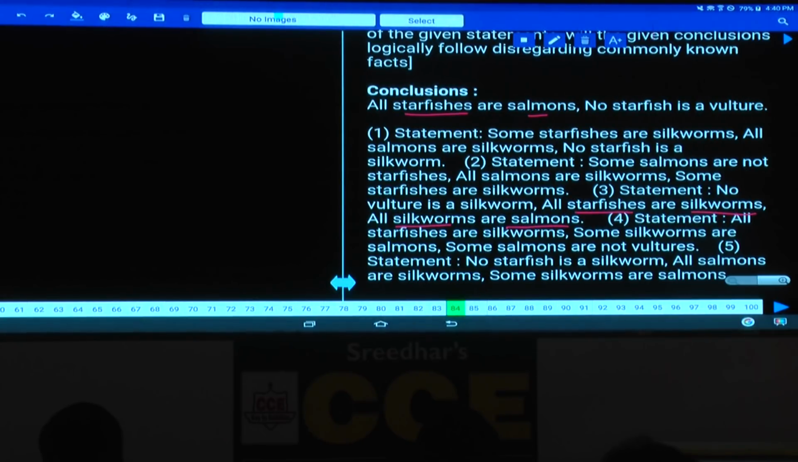Now the statement must be in between salmon and silkworm. Hence there is a statement. Hence I combine these two. If you combine these two, this is tick and this is cross, and this is tick and this is cross. Middle term silkworm, there is at least one tick distributed. Now the conclusion must be in between starfish and salmon. Hence all starfish are salmon, definitely true. Then what is the answer I got here? Choice 3 is the answer.